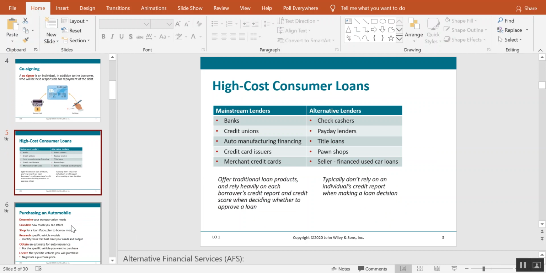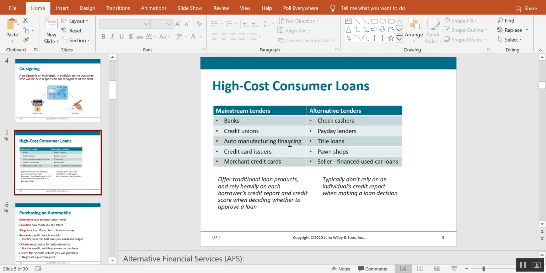Like I mentioned before, there's a difference between low and high cost consumer loans. The mainstream lenders here are banks and credit unions. You can also get auto manufacturer financing. So if you go to the dealership and you want to buy a new car, I know that GM, Ford, Honda, all the major car companies have some kind of manufacturer financing available.